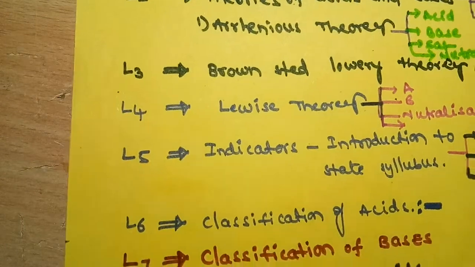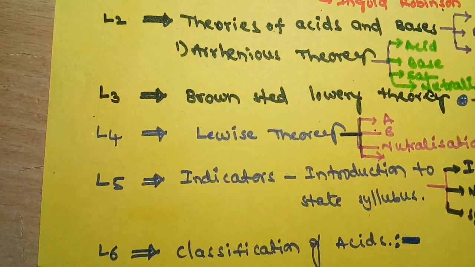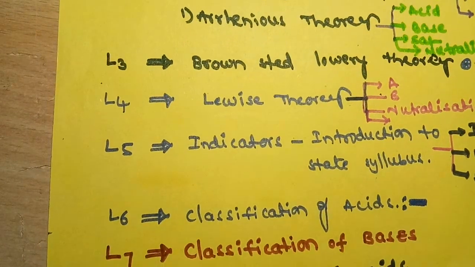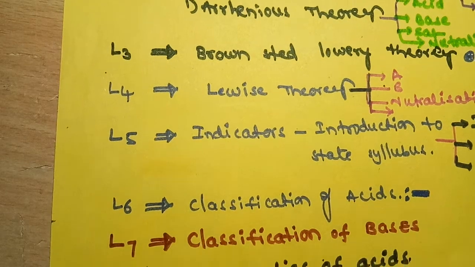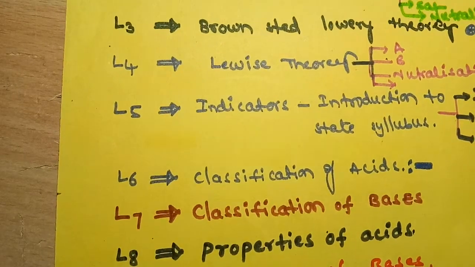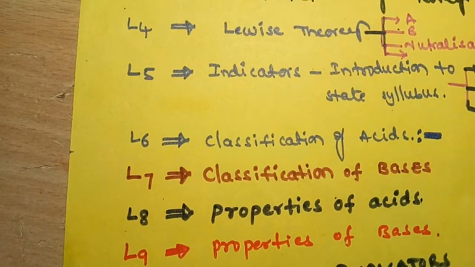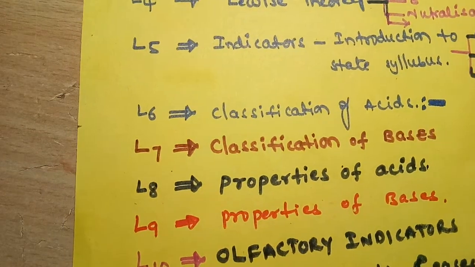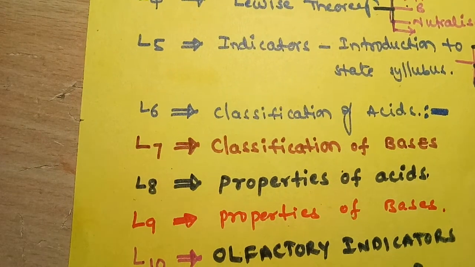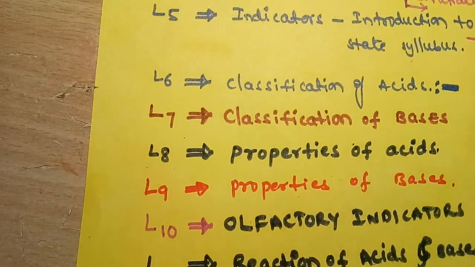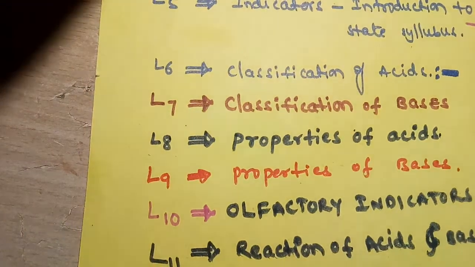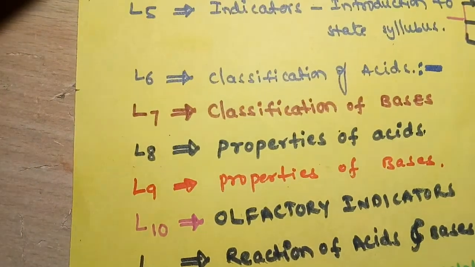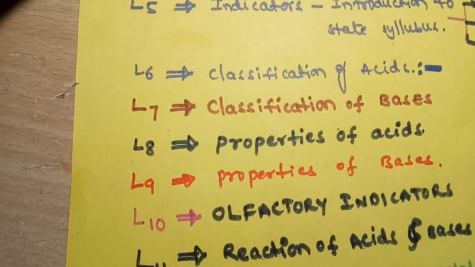Next, in lecture number 6 we discussed classification of acids. In lecture number 7 we discussed classification of bases. Lecture number 8, properties of acids. Lecture number 9, properties of bases. Lecture 10, olfactory indicators. What is meant by olfactory indicators? How they work. Next one, lecture number 11, reaction of acids and bases with metals.